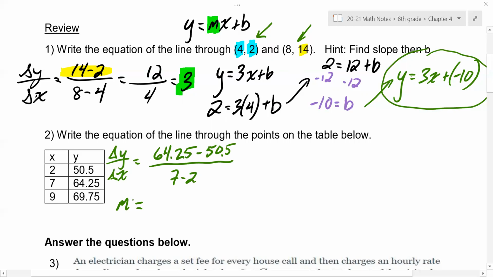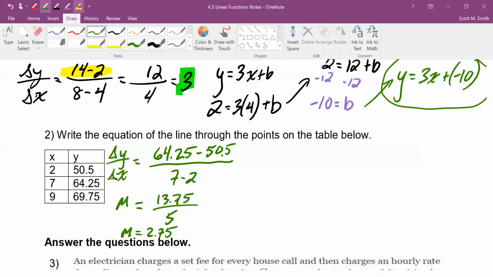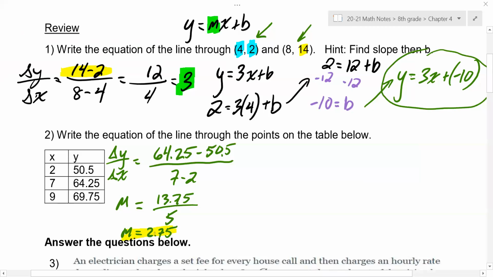So delta y over delta x, that's the same thing as the slope, which is m. That's why I wrote an m on that one. So I do 64 minus 50.5, and I get 13.75 over 5. And I would get 2.75. So now I have found my slope. Part 1 of that is done.